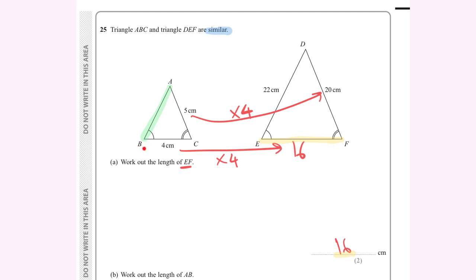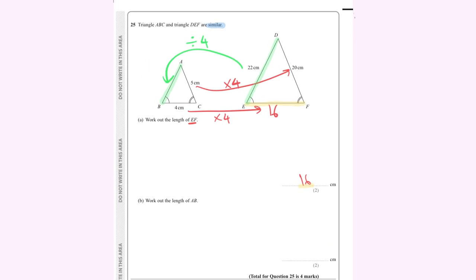Now we haven't got AB here, but we do have DE. So we've got its equivalent line. This is its bigger version. 22. It's 4 times bigger. So we're just going the other way. So instead of timesing by 4, you're going to get your calculator out, and we're going to do the opposite, because we're going the other way. We're going to divide it by 4. It's actually not too bad a question, this. 22 divided by 4. Get your calculator out, and you will get 5.5.